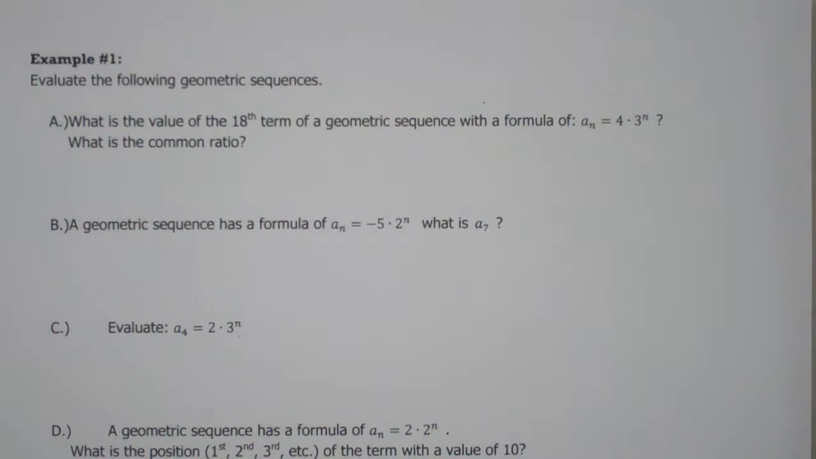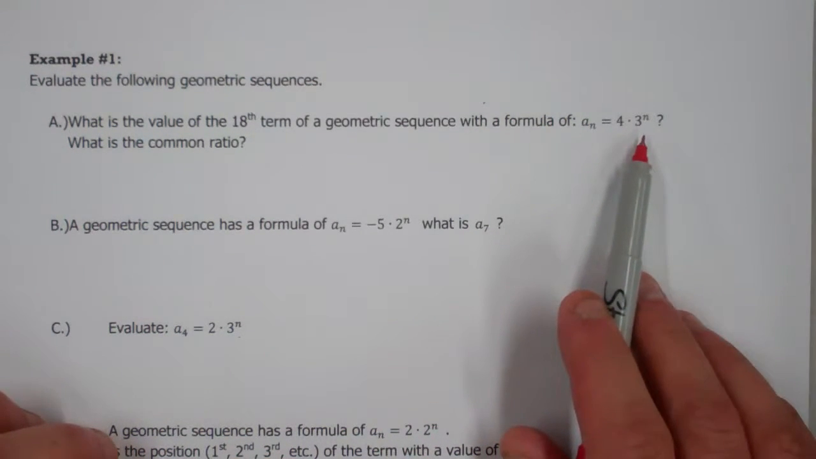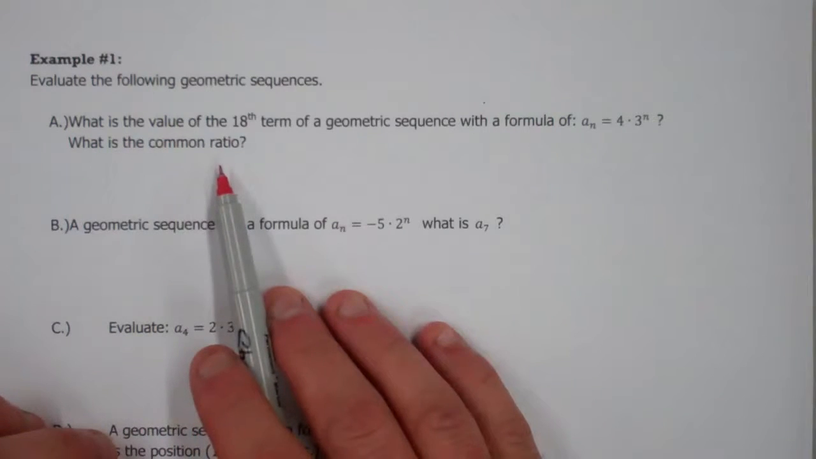In example 1, we're going to evaluate the following geometric sequences. In part A, we want to know the value of the 18th term, and we're given a formula of a sub n is equal to 4 times 3 to the n power. We're also asked what is the common ratio.